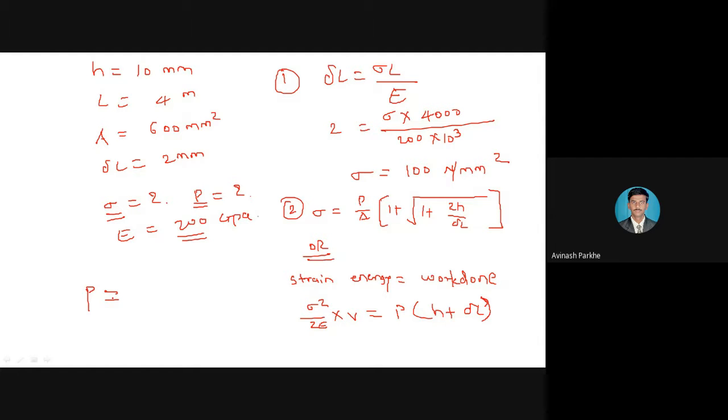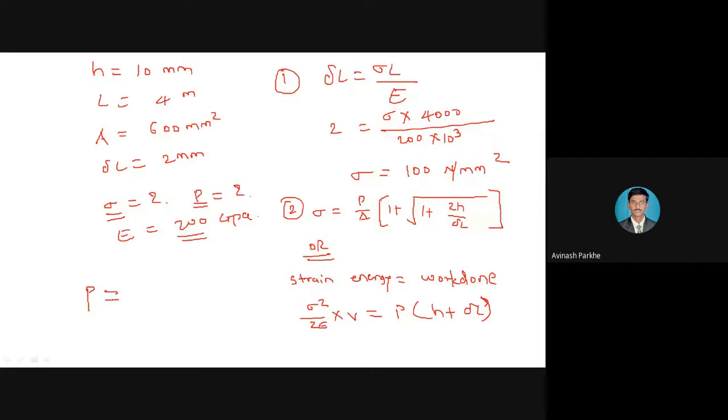Tell me the answer. What will be the unknown weight falling from a certain height? Its magnitude. 13.92 into 10 raised to 3 Newton per mm square. How much? 13.92.